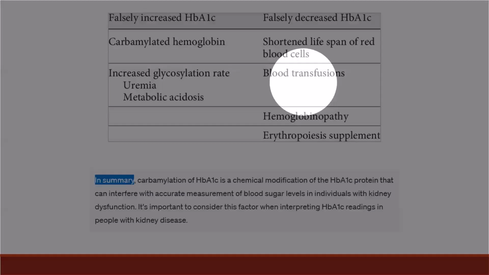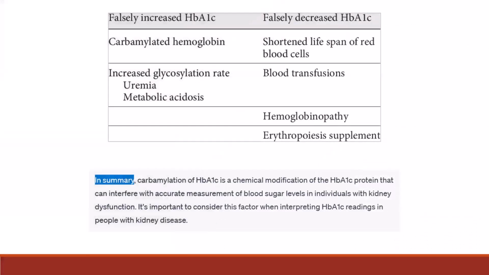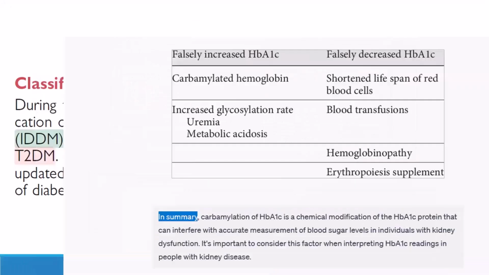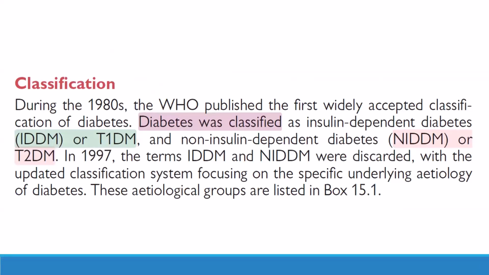So don't forget that carbamylation is a chemical modification of hemoglobin protein that can interfere with accurate measurement of blood sugar level, which will cause falsely elevated A1C by 5 to 10%. Because in the previous exam, they asked about the percentage of elevation of hemoglobin A1C if the patient has carbamylated hemoglobin. So please write this note in your Oxford Handbook.